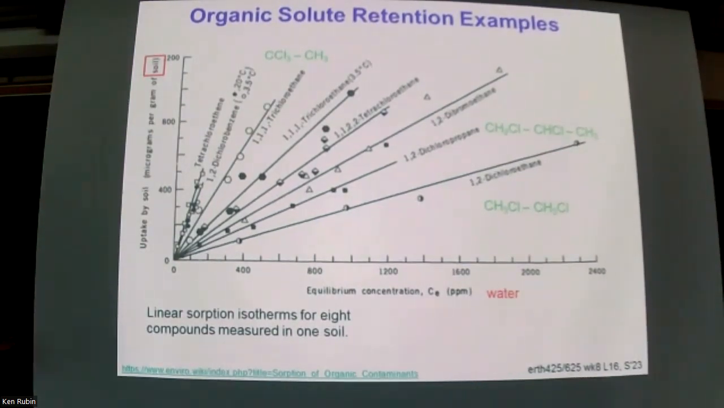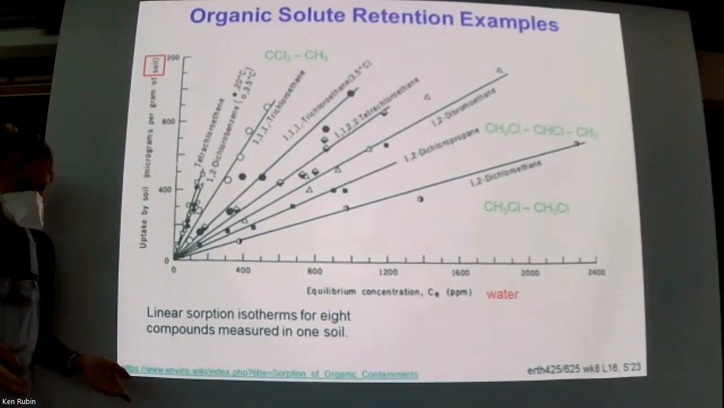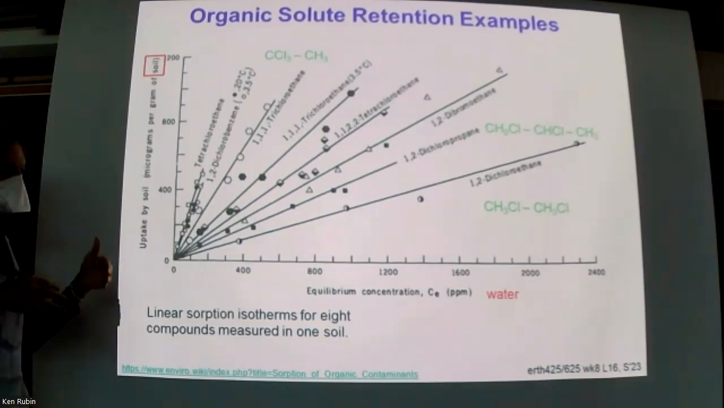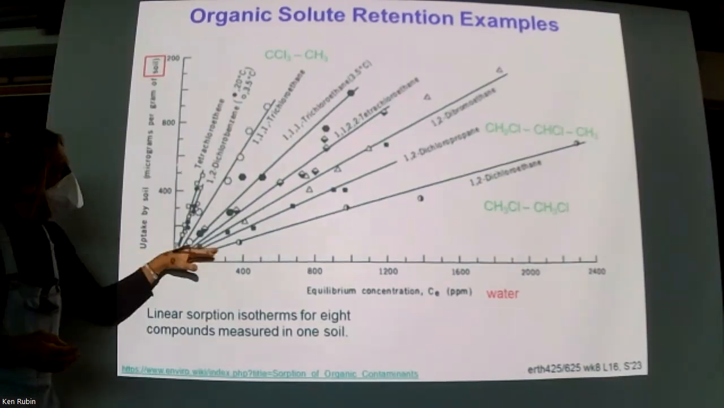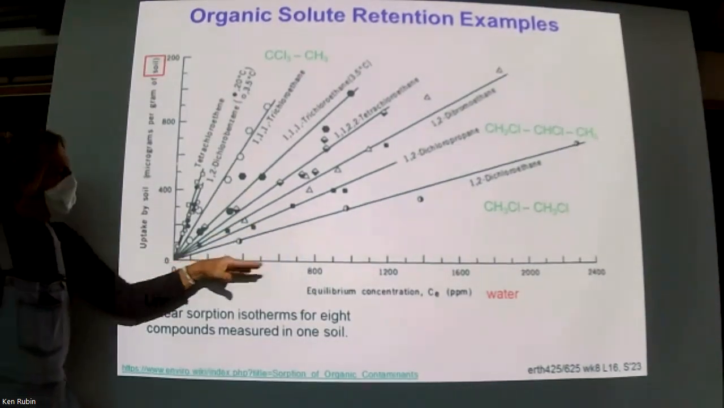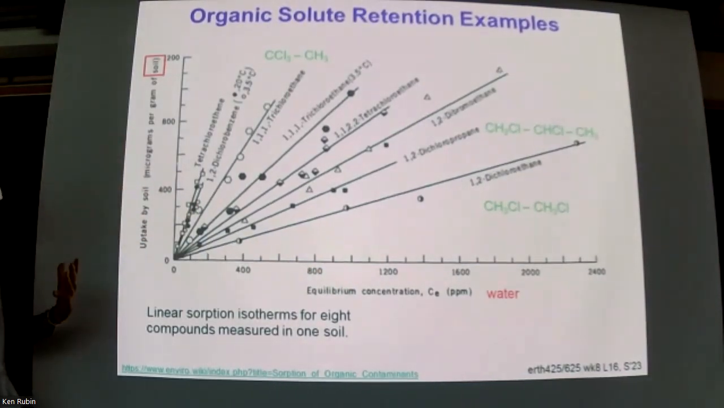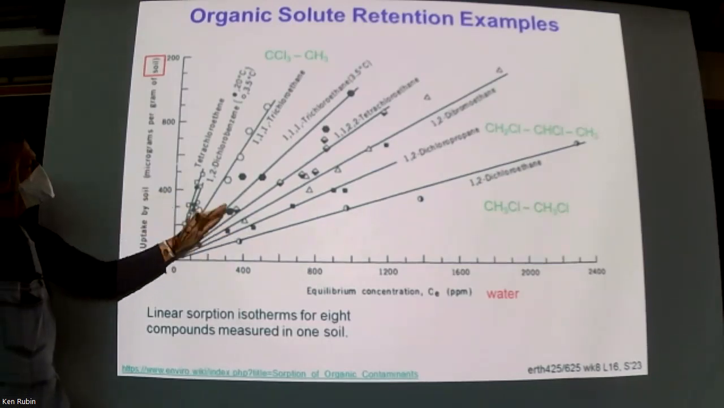If you recall, when we looked at zinc sticking onto clay particles, we called those Langmuir isotherms: the higher the concentration of a solute in solution on any one of these lines, the more of it is stuck to a particle, and that works here too. But because different chemicals have different selectivities, we get different slopes.